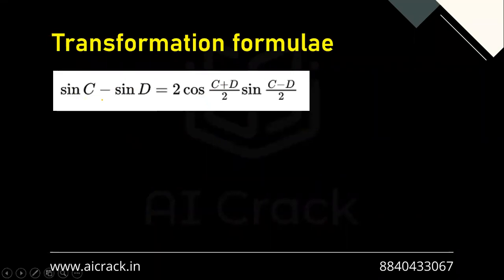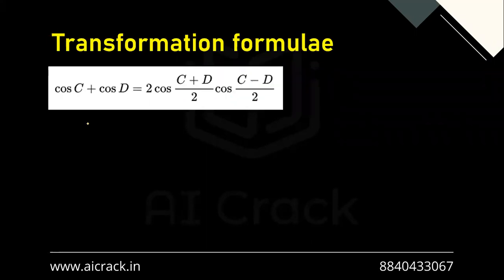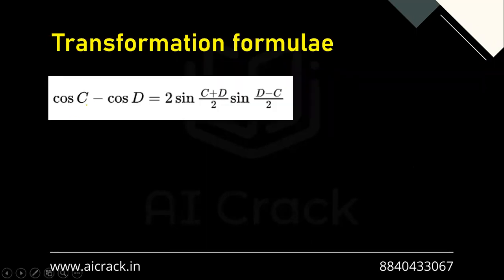Now over here, it's also the same: sin c minus sin d is 2 cos (c plus d)/2 sin (c minus d)/2. You'll again have to write it in a similar manner. Similarly over here, but now this one is a little tricky.